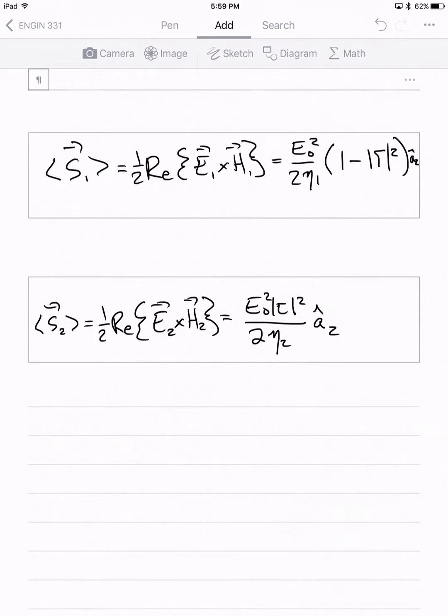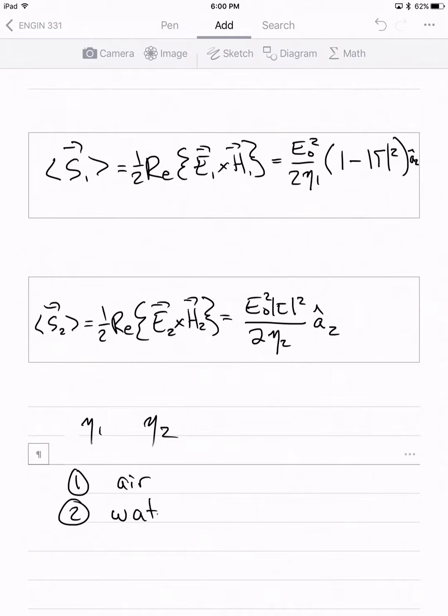Anyway, to solve this kind of problem, we only need eta 1 and eta 2. And let's do an example to show how this kind of thing works. We have medium 1 is air. Medium 2, let's say it's water. Water has a temperature-dependent dielectric constant, but let's choose the temperature so that the relative permittivity is equal to 81. So that's reasonably cold water, but not super cold. Not frozen, obviously.